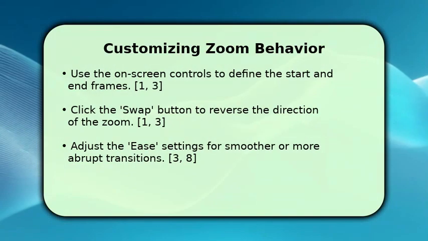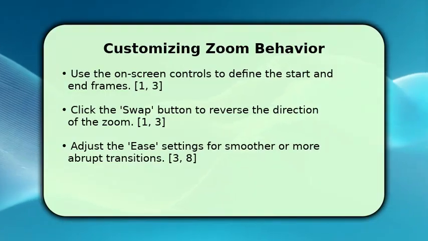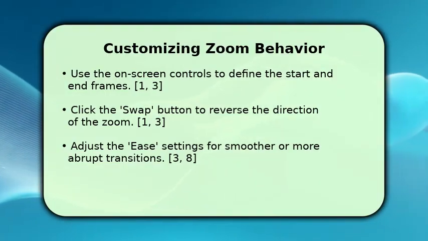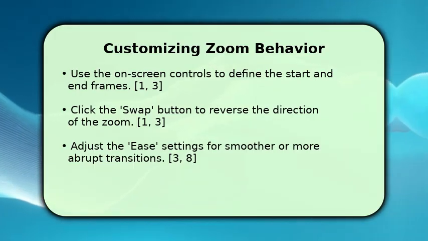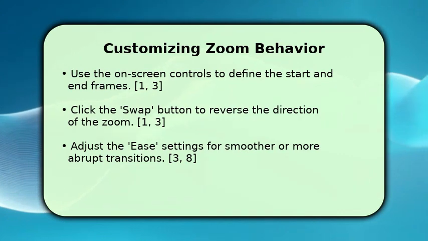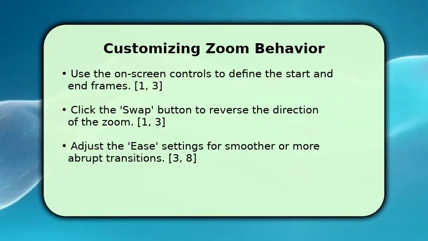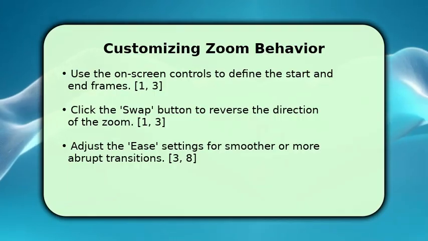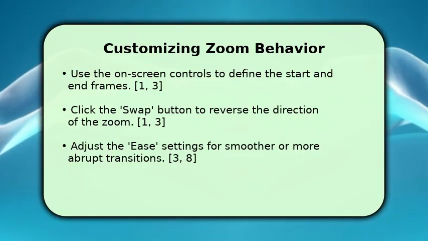Once activated, you'll see two green and red rectangles appear on your viewer, representing the start and end frames of your zoom. Drag these on-screen controls to precisely define where your zoom begins and ends. If you want to reverse the zoom, simply click the Swap button located in the Inspector. Additionally, experiment with the Ease drop-down menu to choose between linear, ease in, ease out, or ease in and out for a more natural motion.